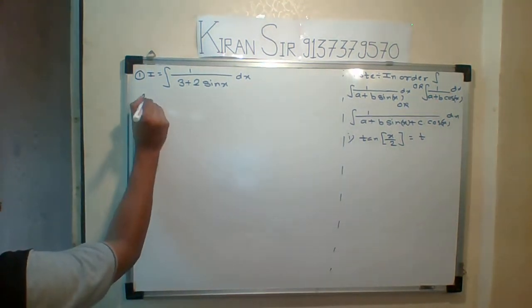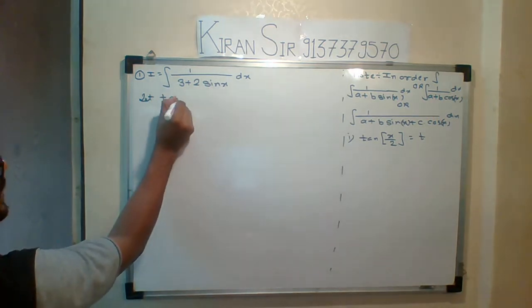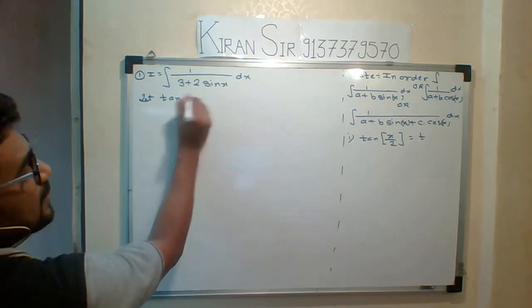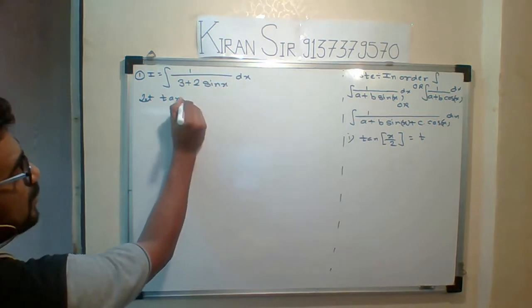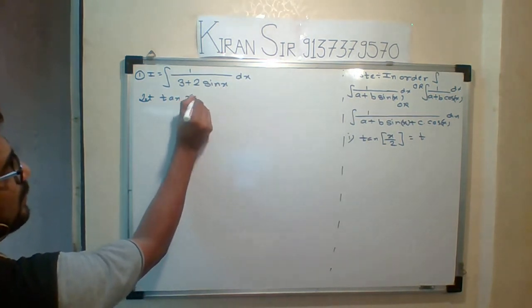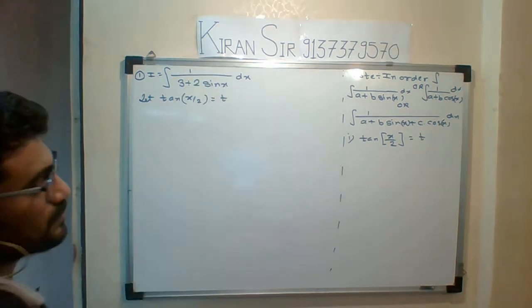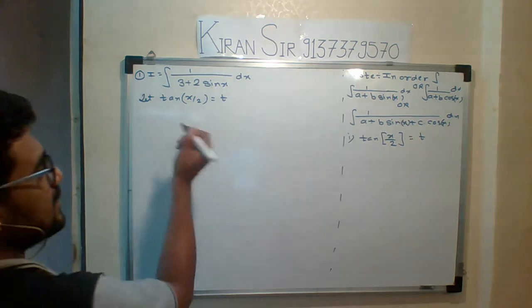So here what is the first step? You have to take tan because here x is there. If here it were 2x, the half of 2x is what? x. Okay, so now it is x. So what will I do? Put, or let, tan x by 2 equals to what? T. Okay, now what is the next step?